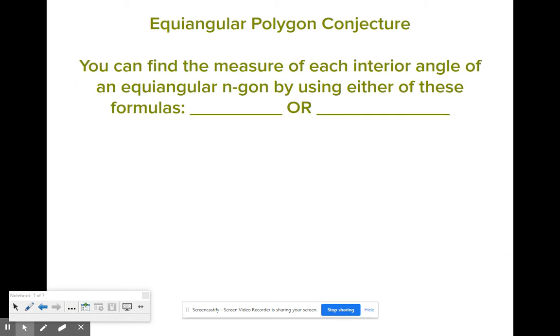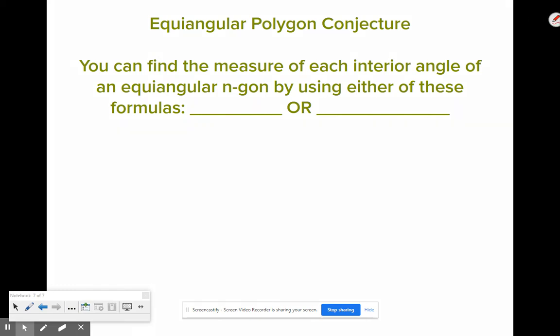Next, this part probably should have been part of 5.1, but they throw it in 5.2. We already kind of did this part. So this is saying you can find the measure of each interior angle of any equal angular polygon by using these two formulas. Now, we already did this. Remember how we had our total interior angle sum, and then we divided by how many sides there were to find the singular one. So that's kind of what we're doing here.